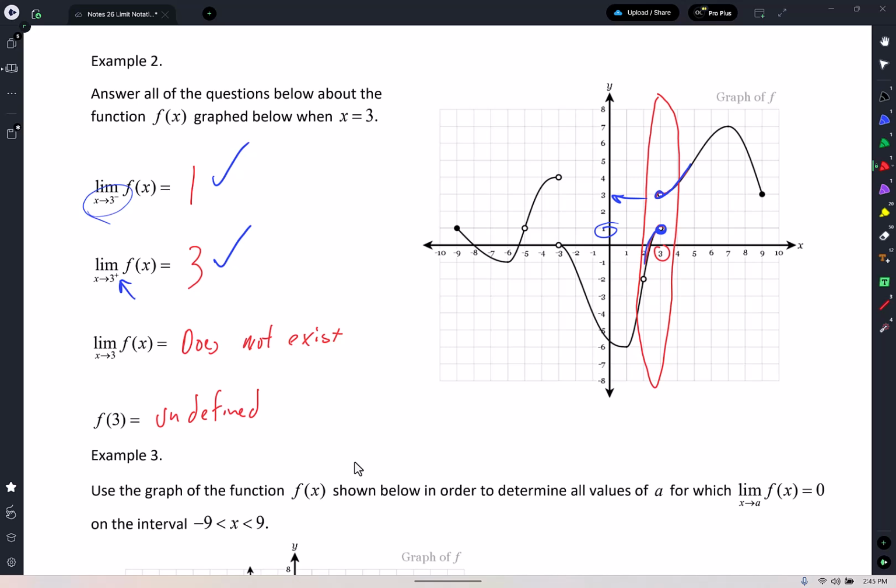You're not defined. Now, if I were to put a solid point right there at 3, 6, then I would say f of 3 equals 6. Or if there had been a solid point on that curve, then I would have said 3, 3. Or if there had been a solid point here, 3, 1. But there isn't. You've got to be on the curve, you've got to be defined, and you're not defined.